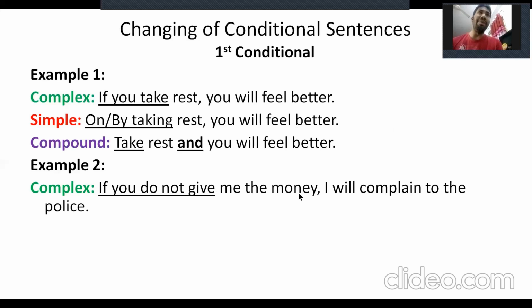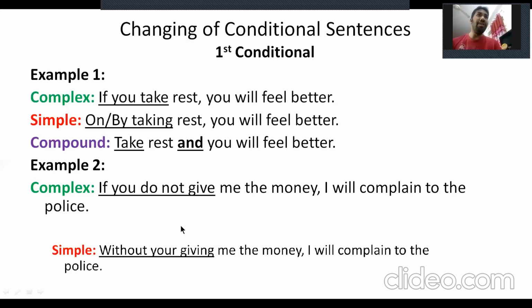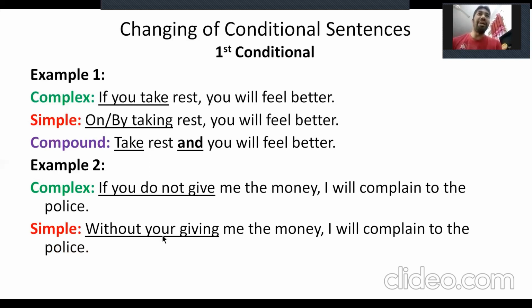If you do not give me the money, as I have already said, if the conditional sentence is in negative form, we use without plus verb plus ing to make it simple. So you use without here and then the verb ing form of the verb: without plus gerund. So, without giving me the money. You can use without your giving me. That also gives the meaning correctly. So, without you giving me the money, I'll complain to the police.